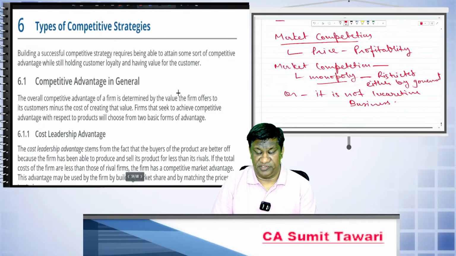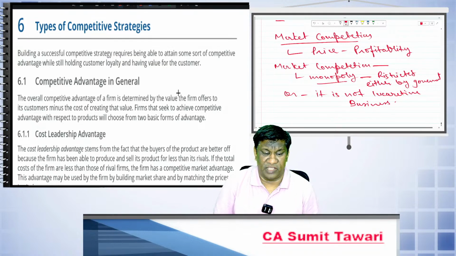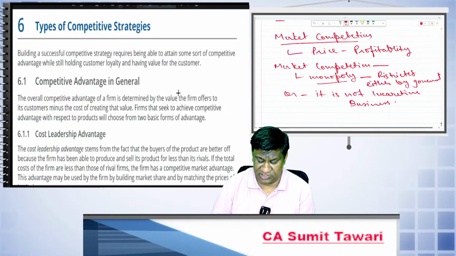Then competitive strategies. Mostly there are two types of competitive strategies: one is cost leadership and the other is differentiation of the product. We will see this through a practical example.